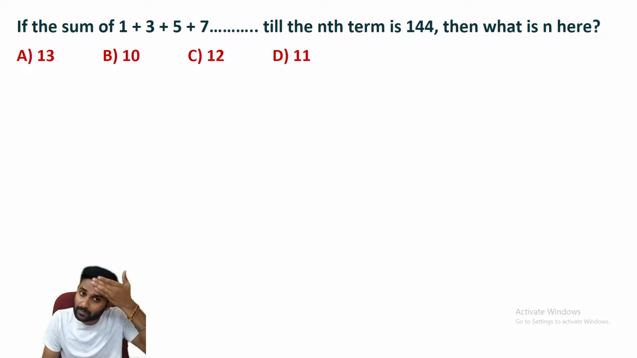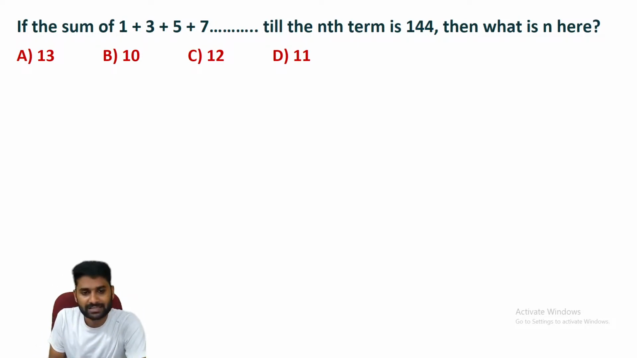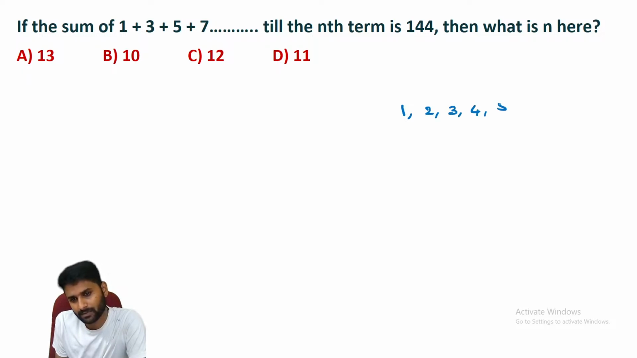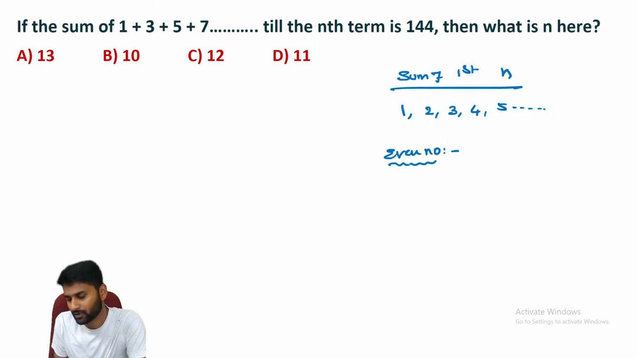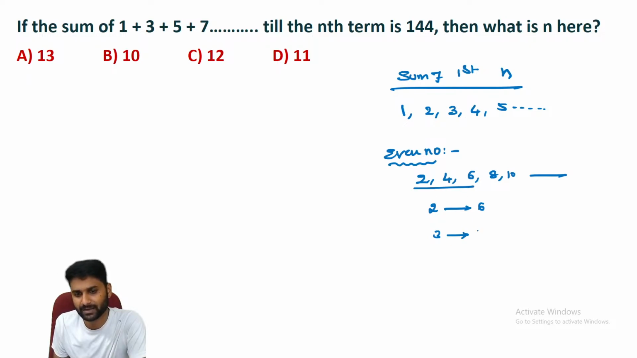Go through the next question. Guys, let me tell you one point. These are the natural numbers. Let's take the sum of the first n even numbers. I will tell you how to remember all these formulas. What are the even numbers we have? 2, 4, 6, 8. If you take the first two numbers, the sum is 6. If you take the first three numbers, the sum is 12.